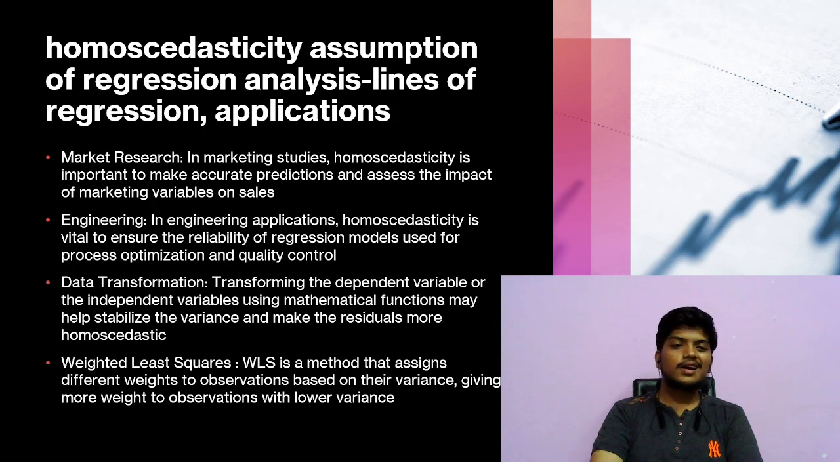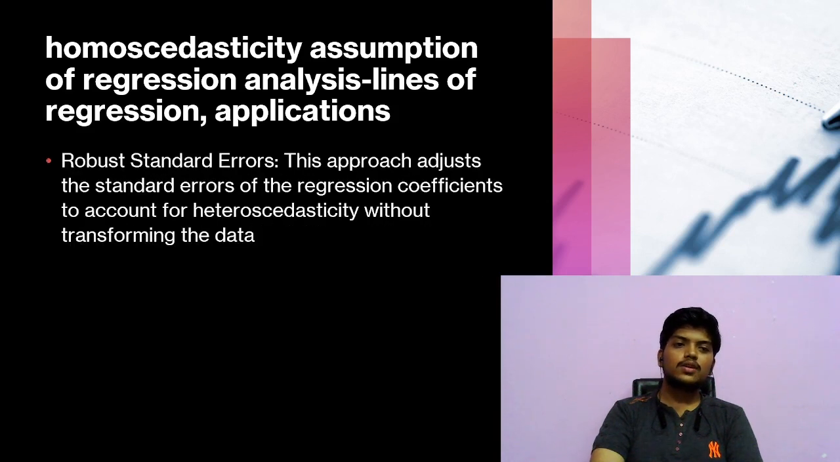Data transformation: a mathematical function may help stabilize the variance and make the residuals more homoscedastic. WLS, weighted least squares, is a method that assigns different weights to observations based on variance, giving more weight to observations with lower variance. In homoscedasticity assumptions, the robust standard errors approach adjusts the standard errors of the regression coefficients to account for heteroscedasticity.